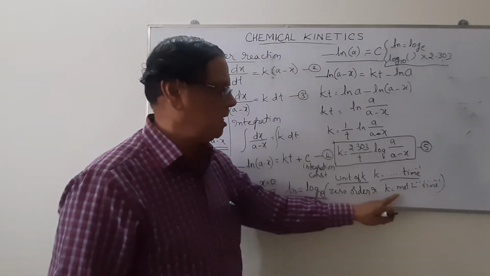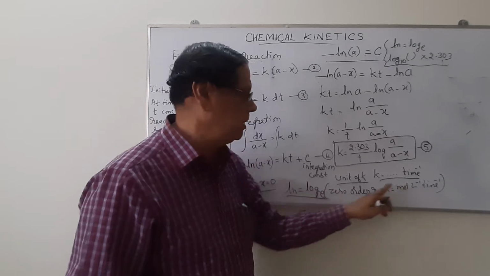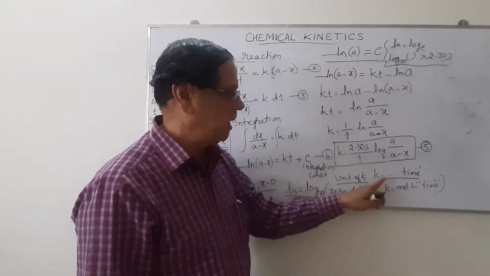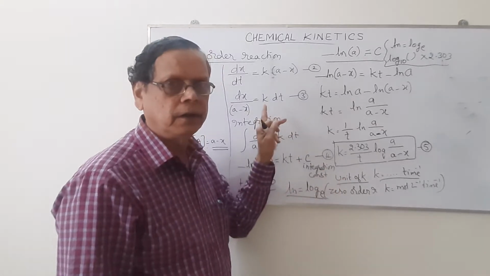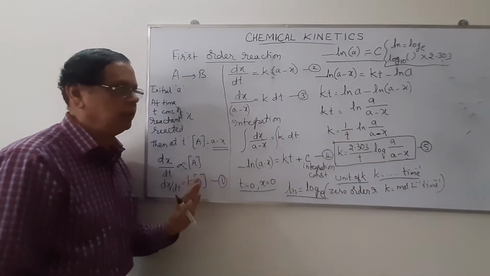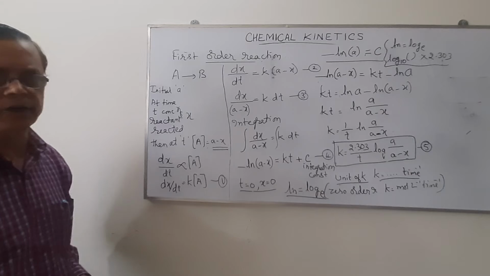When K is expressed as mole per liter per unit time, it is a zero order reaction. When K is expressed as only per unit time, then it is a first order reaction. So that is important information to determine the order of the reaction.